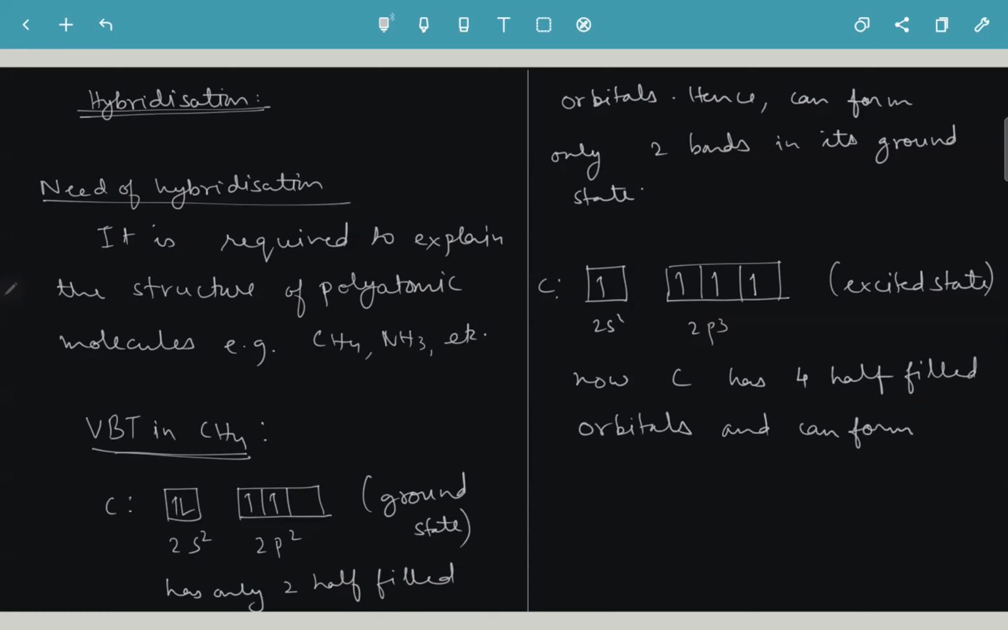The first important point is, in CH4, bonds must have been formed in the excited state of carbon. In the ground state of carbon, we'll have only two half-filled orbitals on carbon. Carbon can form bonds with only two hydrogen atoms. But in the excited state, when one electron from 2s is excited to 2p, carbon now has four half-filled orbitals. It can form four covalent bonds with four hydrogen atoms. आ रहा है समझ में?